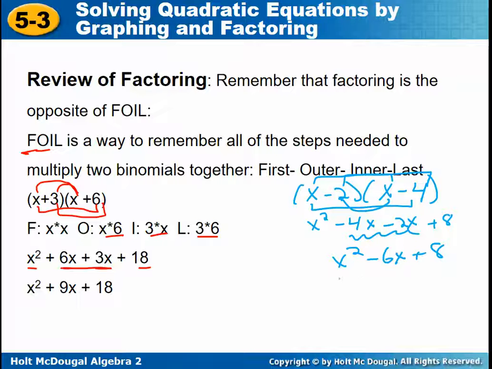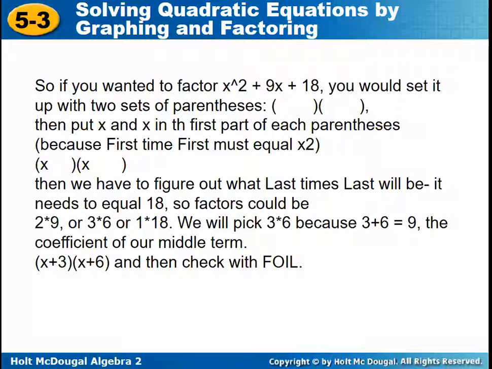Now, what if we want to undo this and find out what was multiplied together in the first place? That's factoring. Factoring is the opposite of foiling. It's when you undo FOIL. So here's what we do. Let's say that we had this as our quadratic, which is the first example we did on the last page. If we want to factor x squared plus 9x plus 18, we know that we have to end up with two binomials. And we know that the first term times the first term was x squared, so it must be x and x. So we set it up so that we have parentheses, parentheses, x and x.